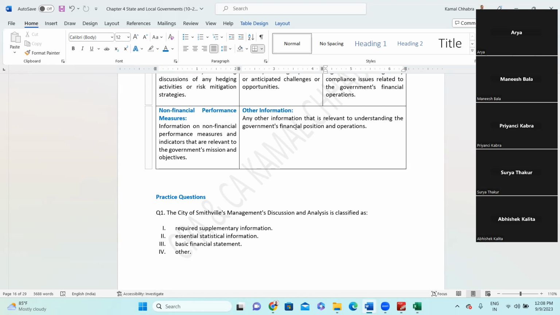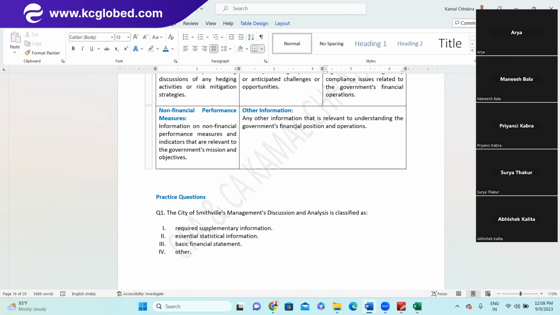Is it a required financial statement? Is it a basic financial statement? Is it essential statistical information? Or is it required supplementary information? So I guess required supplementary information. It's required supplementary information, right? Management discussion and analysis is always considered as required supplementary information, right?